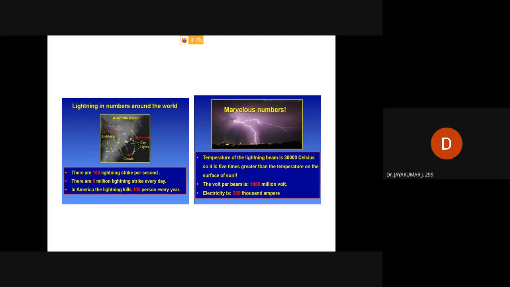So sometimes I wonder about the creation, right? So huge universe, and we have a lot of galaxies. It's beyond our imagination, beyond our knowledge. If you analyze all those things, the voltage per lightning is 1,000 million volt, and the current is 200 kiloampere, that is 200,000 ampere. There is no device to withstand such a huge capacity. We have to wonder about the creation and the creator also.